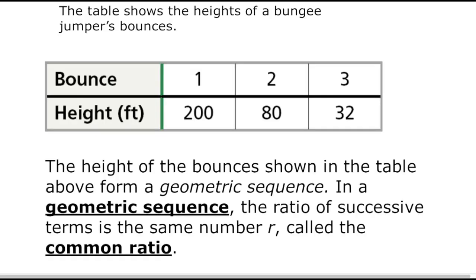So let's roll through. This is just a fun little example of a bungee jumper and its bounces. But we're just going to keep plugging away and talk about the difference between a geometric sequence and an arithmetic one. A geometric sequence is one that is multiplied by a number each time. Arithmetic is added by a certain number each time. We just got done talking about arithmetic sequences.